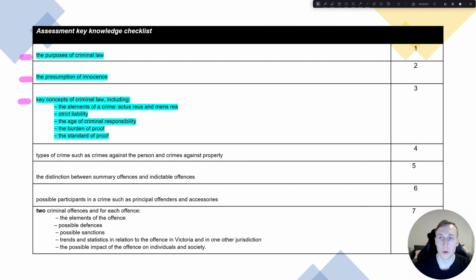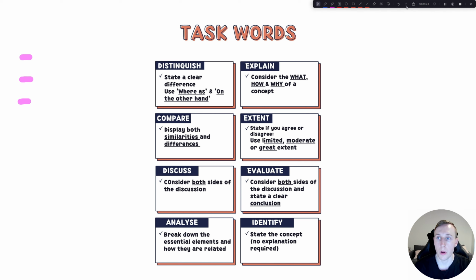So I thought I would just throw this out here as a quick first reminder for this SAC. What you definitely need to know is what each of the task words are and what they require you to do. So for this SAC, I predict that it's very common that you're going to see words like distinguish and also words like discuss and explain.